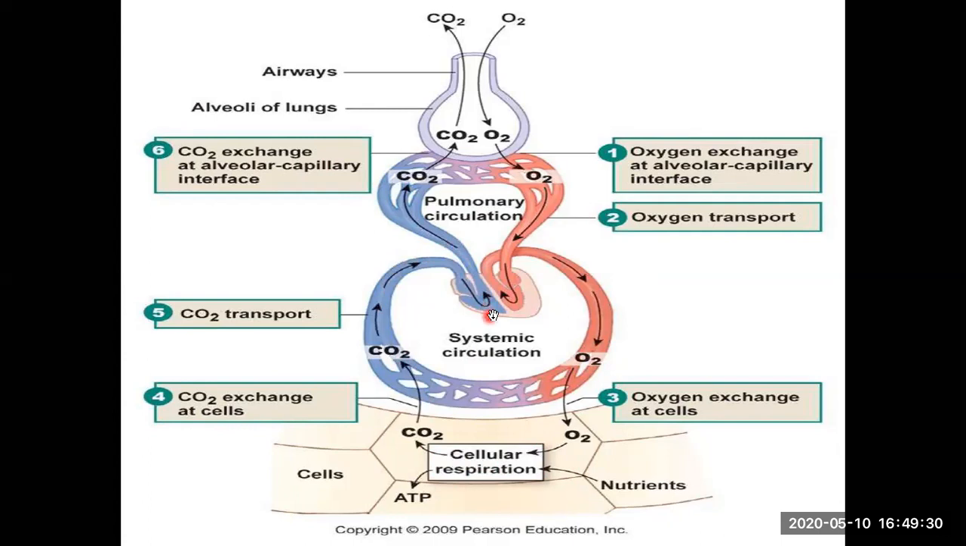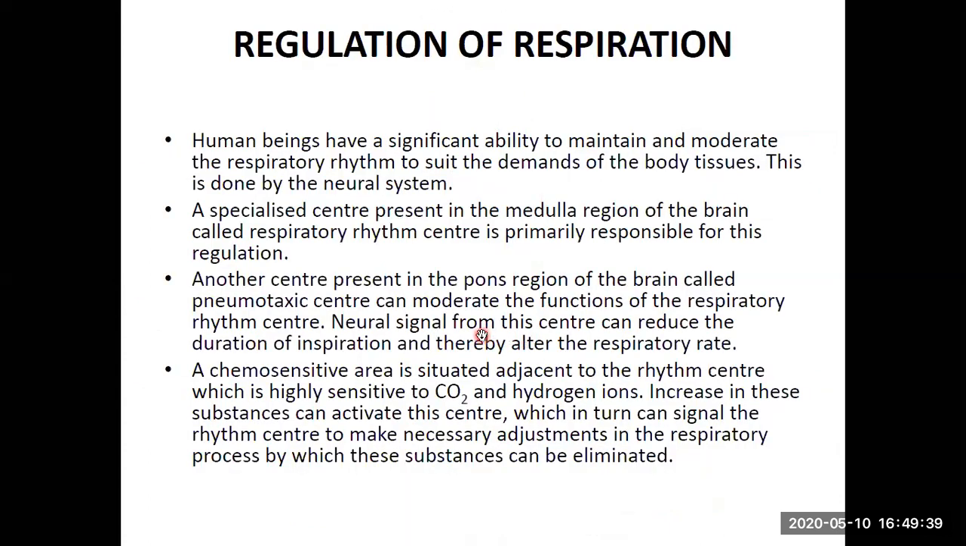Deoxygenated blood first comes to the heart, then to the lungs, at the surface of the lungs, where CO2 is released into the alveoli and outside the body through the process of exhalation.